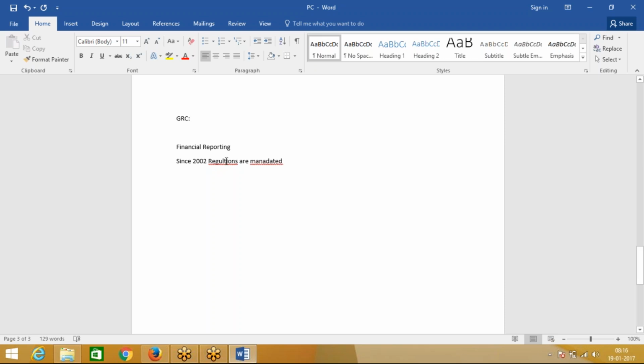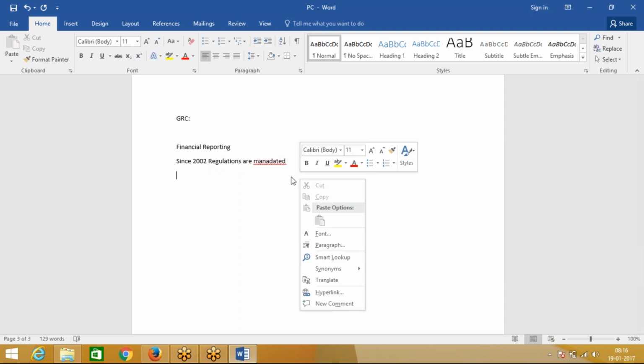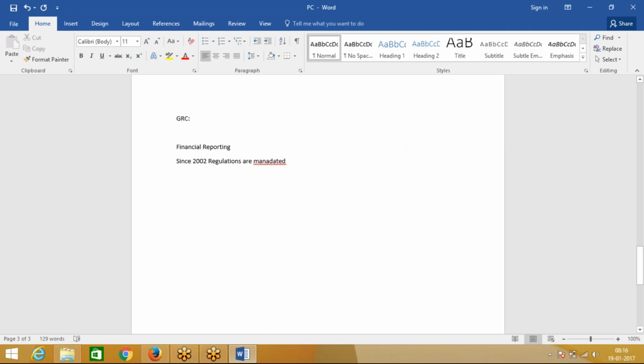What is the use of this? Regulations are nothing but policies: what you are doing and what you are following in your organization while performing financial reporting. We have to follow certain rules and policies. Those policies are nothing but the SOX policies.